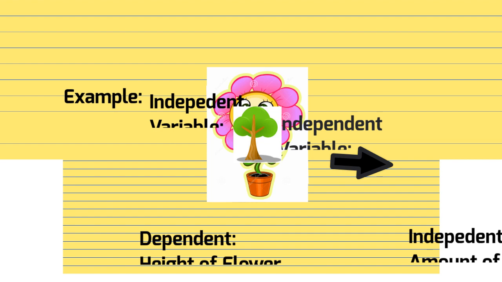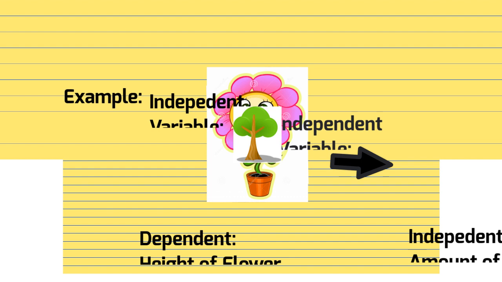Now we will discuss some of the independent and dependent variables present in the growth of a flower. In a typical garden setting, some of the variables present are amount of sunlight, amount of shade, amount of water, and the height of the flower in inches. The height of the flower in inches is a dependent variable since it is dependent on the other variables.